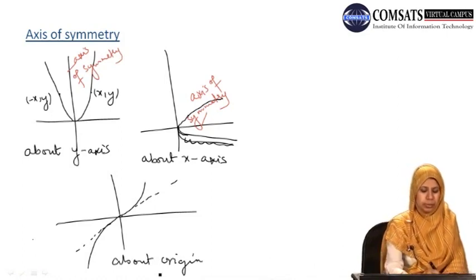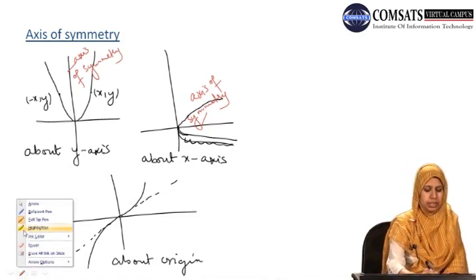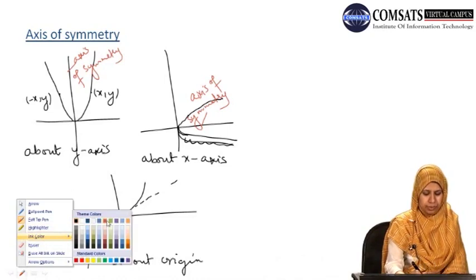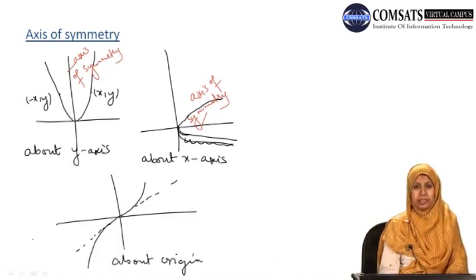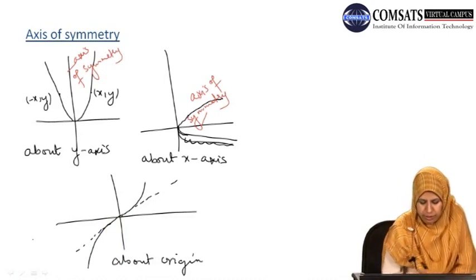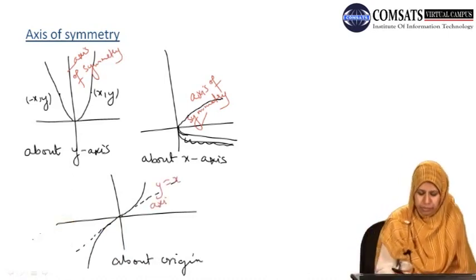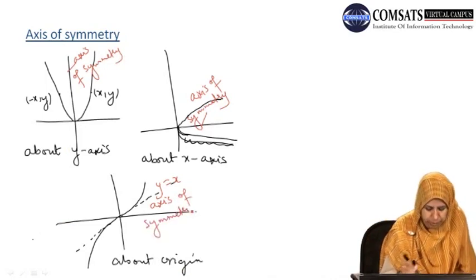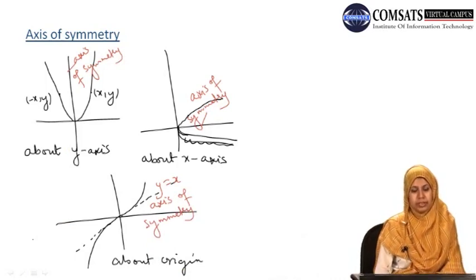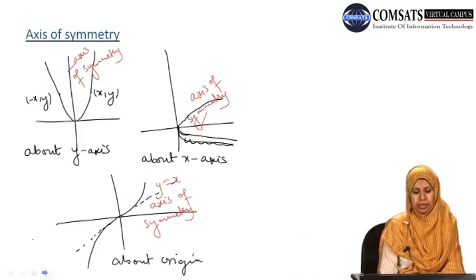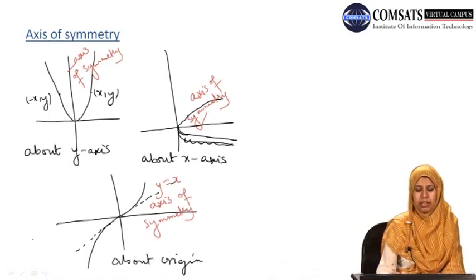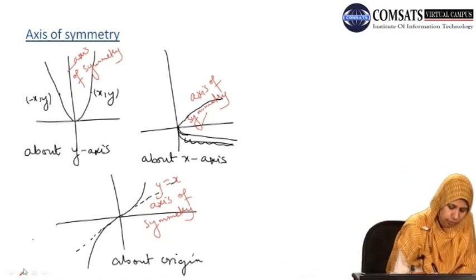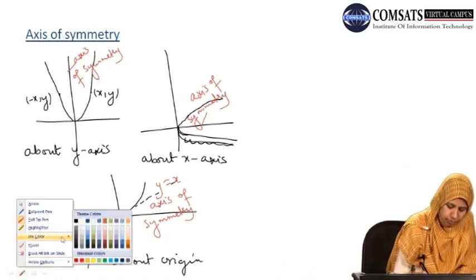And what will be the axis of symmetry? Is there any guess? Well, the guess is very easy. This line y equals x is our axis of symmetry. That is, if the graph is symmetric about the origin, then the line y equals x will be our axis of symmetry.